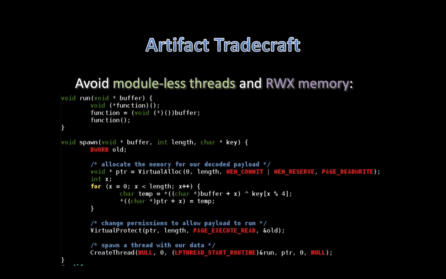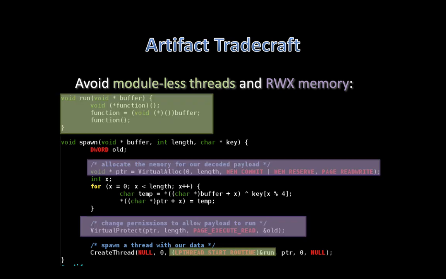I want to close out with a few thoughts on artifact tradecraft. I recommend that you avoid the use of RWX memory and threads which have a start address that is not associated with a memory mapped DLL or your executable itself. By that, I mean modulus threads. Here's how I meet these goals in one of the artifact kit executables. I allocate memory that has read-write permissions, do my thing, and then flip it over to read execute when I'm done.